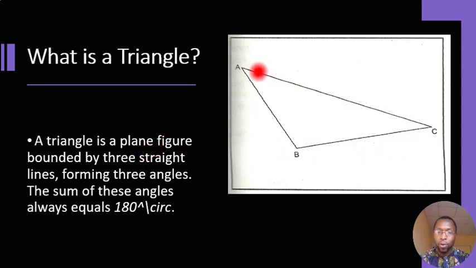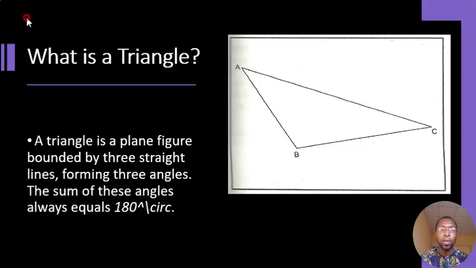So we have angle A here, we have angle B, and then we have angle C. Again, the sum of angles in a triangle is always 180 degrees. Okay, it's always 180 degrees. The sum of angles in this triangle here is 180 degrees. The sum of angles in a triangle is 180 degrees. All right.